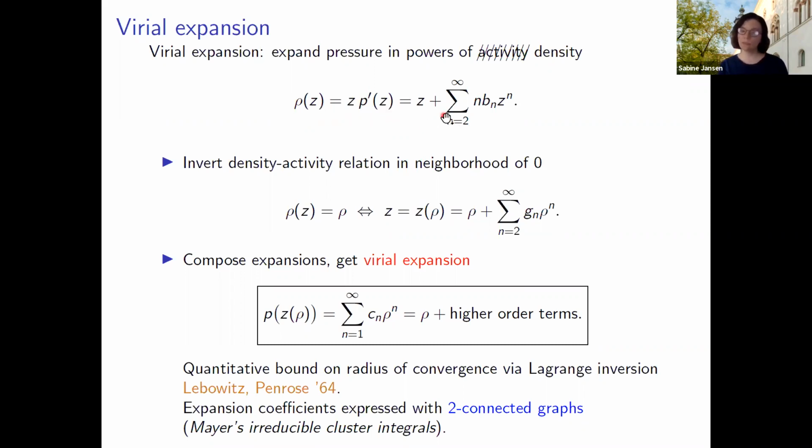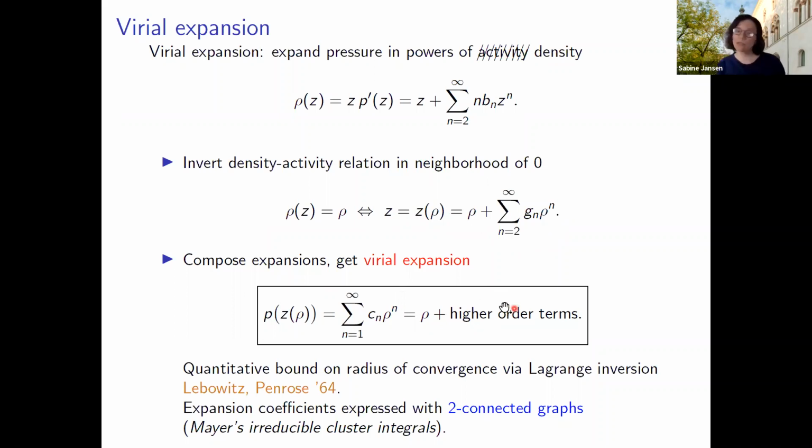Well, if I look at this equation, that's something that I can invert. So I can solve the equation rho of Z equal rho, write it as Z equals Z of rho, inverted, and write the inverse function as a power series, at least in the neighborhood of the origin. And then you can compose the expansion. So you plug in the expansion of Z of rho into the expansion of P of Z, and you end up with an expansion of the P in powers of the rho, where the first order term is rho, and then come higher order terms. And this is the Virial expansion.